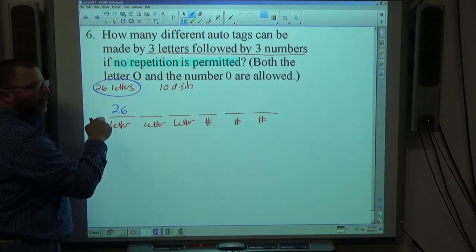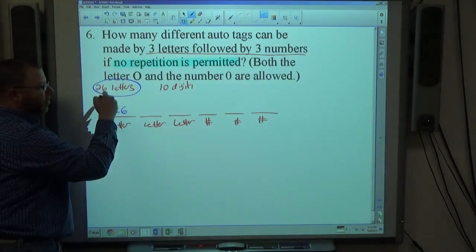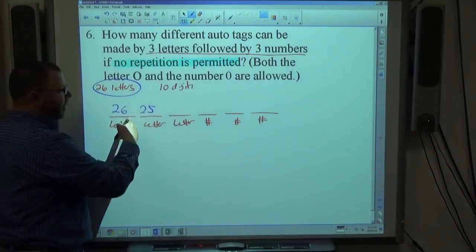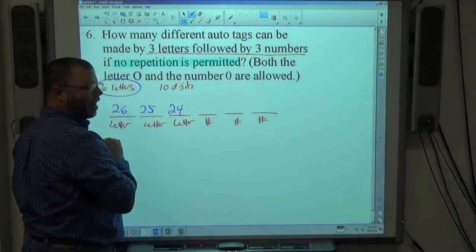Once that letter goes there, though, one of these letters disappears, so I only have 25 letters left over to go in the next slot. Once I've used these 2 letters, now there's only 24 letters left to go in the last slot.